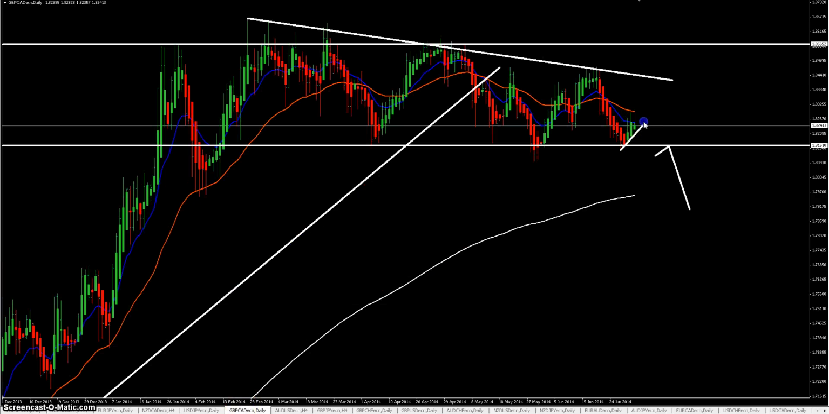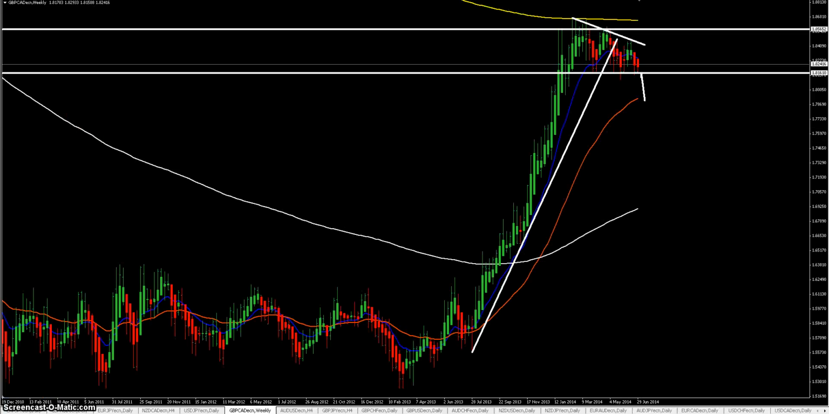GBP CAD, if you check the weekly chart, we had an uptrend, then price created lower highs here, created also lower low here, but now we got a bounce. Price bounced off support for about 70-80 pips.